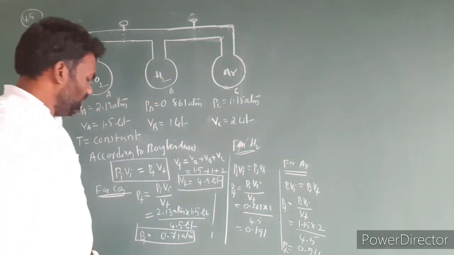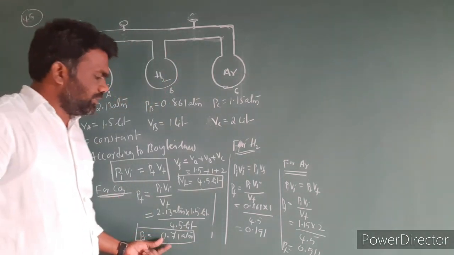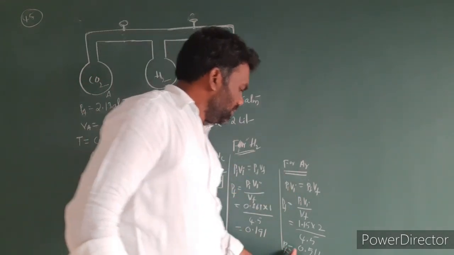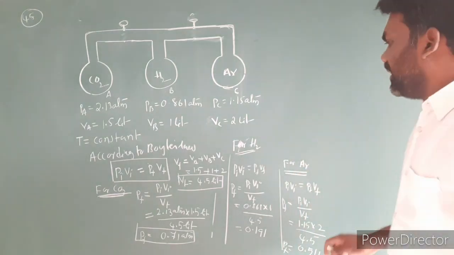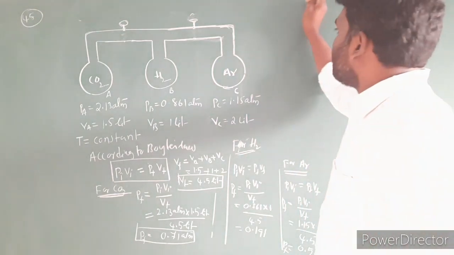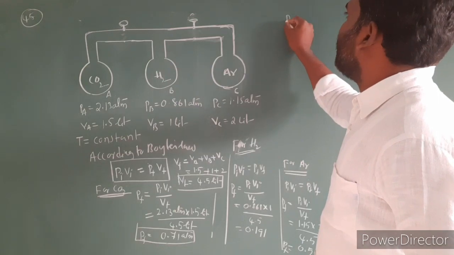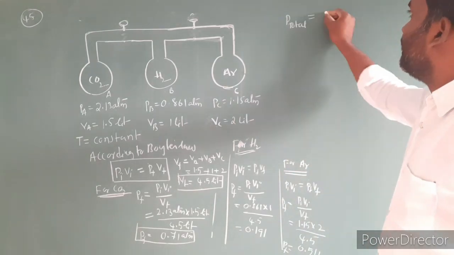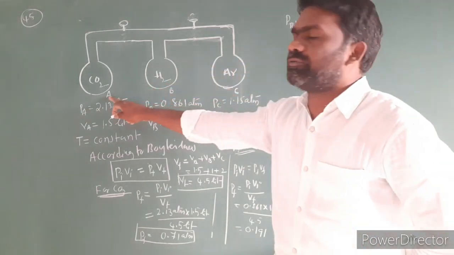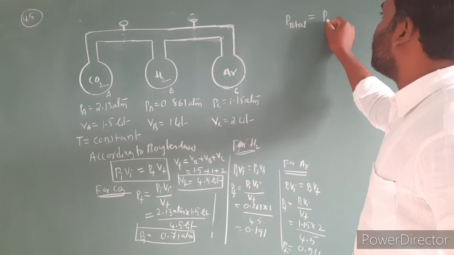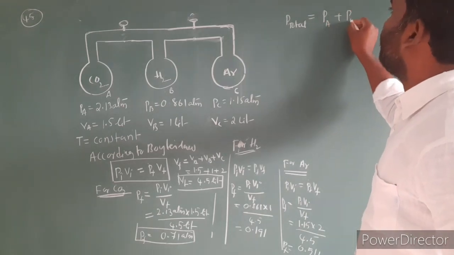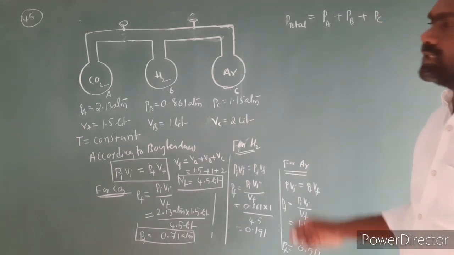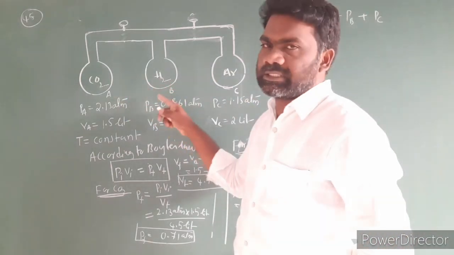So we got P final for carbon dioxide as 0.71, for hydrogen as 0.191, and for argon as 0.511. Next, we have to take Dalton's law of partial pressure. So the total pressure is equal to the pressure of A bulb, because of carbon dioxide gas, plus pressure of B plus pressure of C.